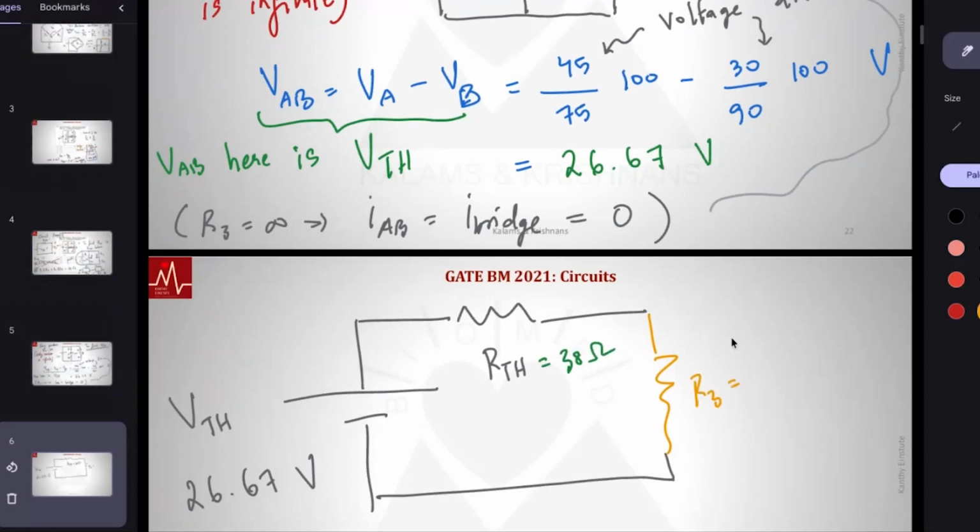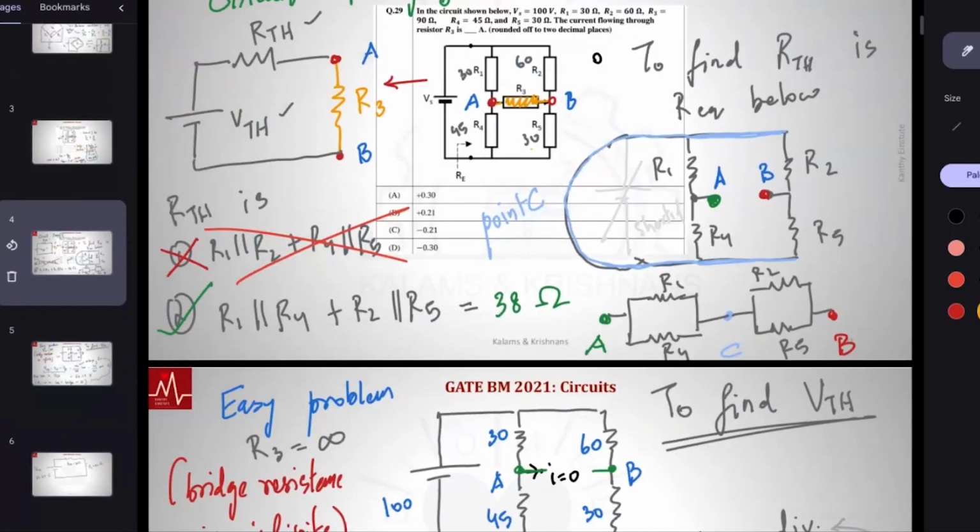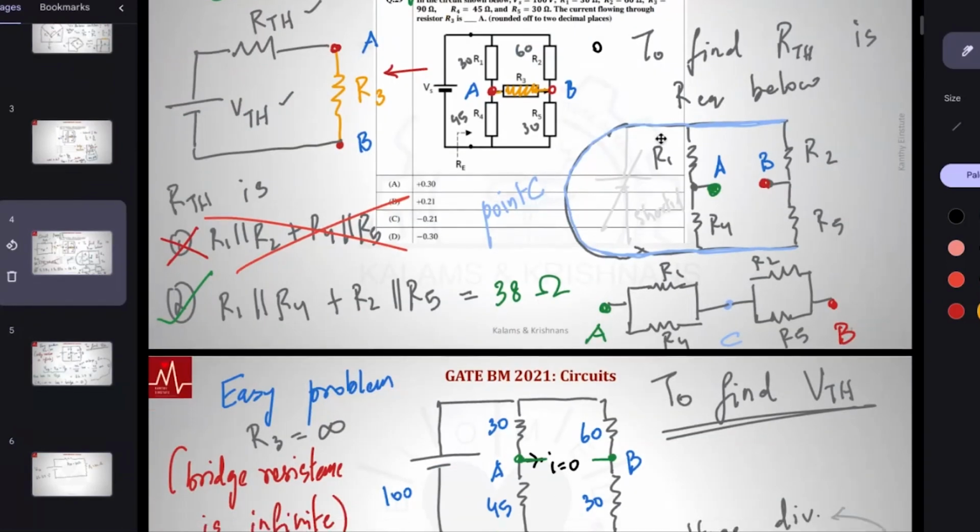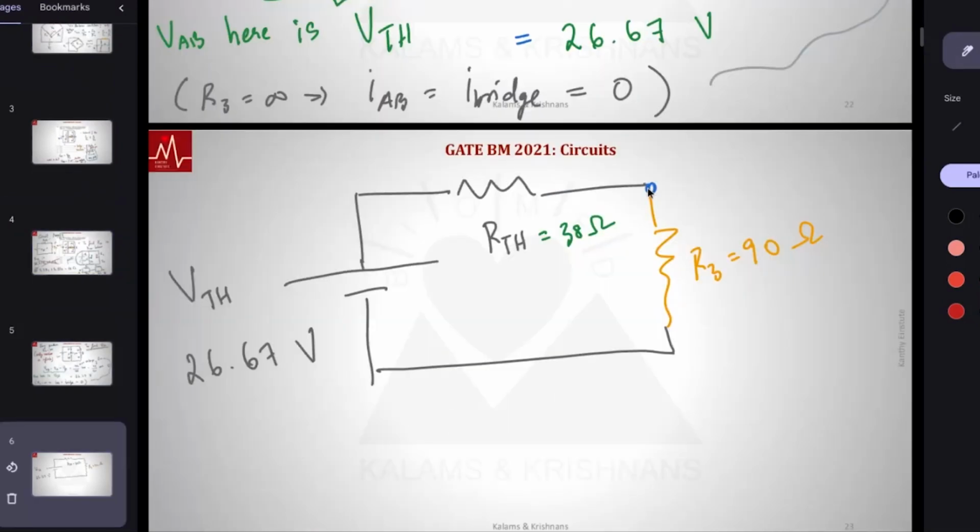I suppose it's 60, right? Make sure that it's 60. R3 is 90. And now there is point A, point B, across which we found V Thevenin. Now there is a load, and the rest of the circuit is simplified. What we want is the current through this. A parallel, very, very simple.